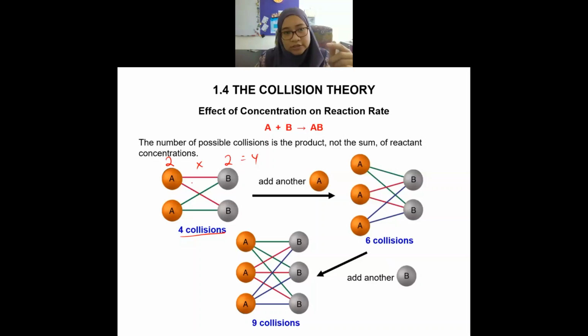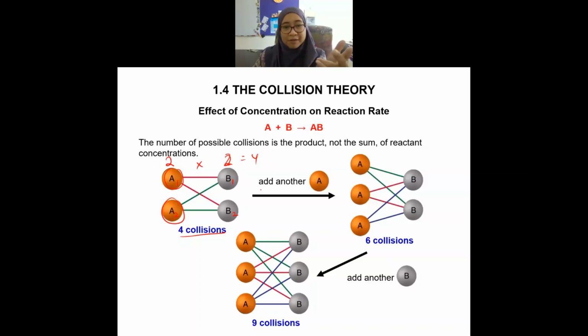Or you can also consider in terms of the probability of collision. A1 will collide with B1, and then A1 can also collide with B2. So that is already two possibilities. And then A2 can collide with B1 and it can also collide with B2. So 2 plus 2 is equal to 4. So satu ni boleh collide 2 kali. So this one also can collide 2 times. So 2 times 2 is equal to 4.